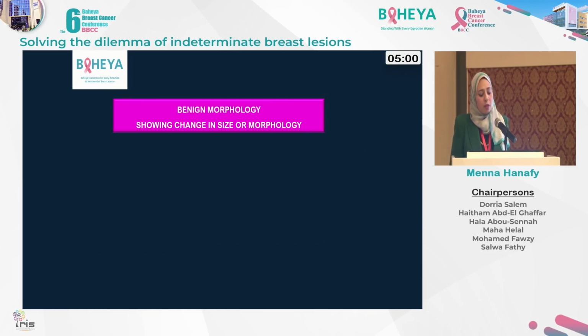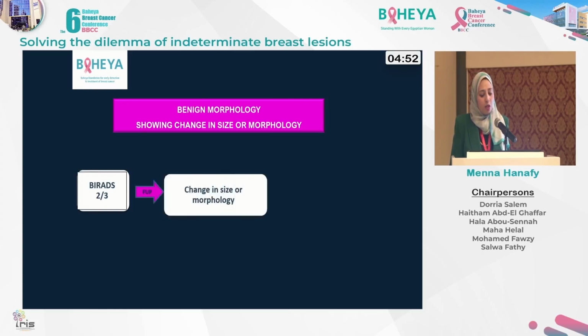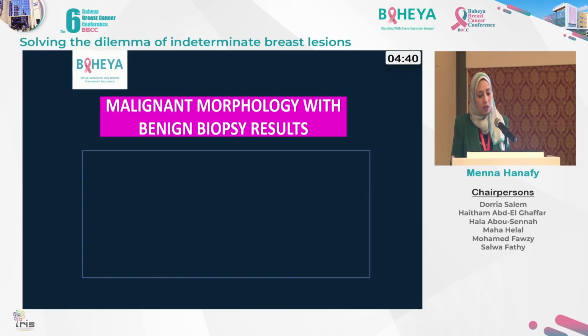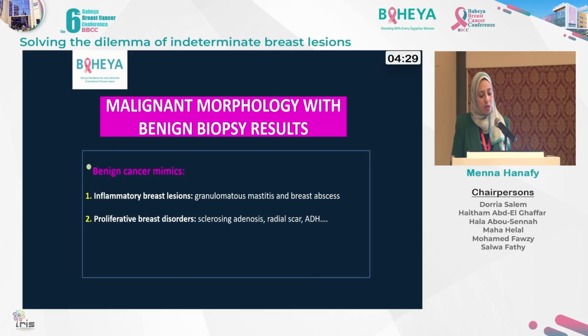So for lesions with benign morphology showing change in size or morphology, they were initially assigned BI-RADS 2 or 3, upon follow-up when change in size or morphology occurs, biopsy is recommended and additional imaging modalities may be needed. For lesions with malignant morphology yet with benign biopsy results, this entity includes benign cancer mimics such as inflammatory breast lesions, proliferative breast disorders such as sclerosing adenosis, radial scar, ADH, benign breast lesions such as fat necrosis, fibromatosis, PASH, and non-representative biopsy.